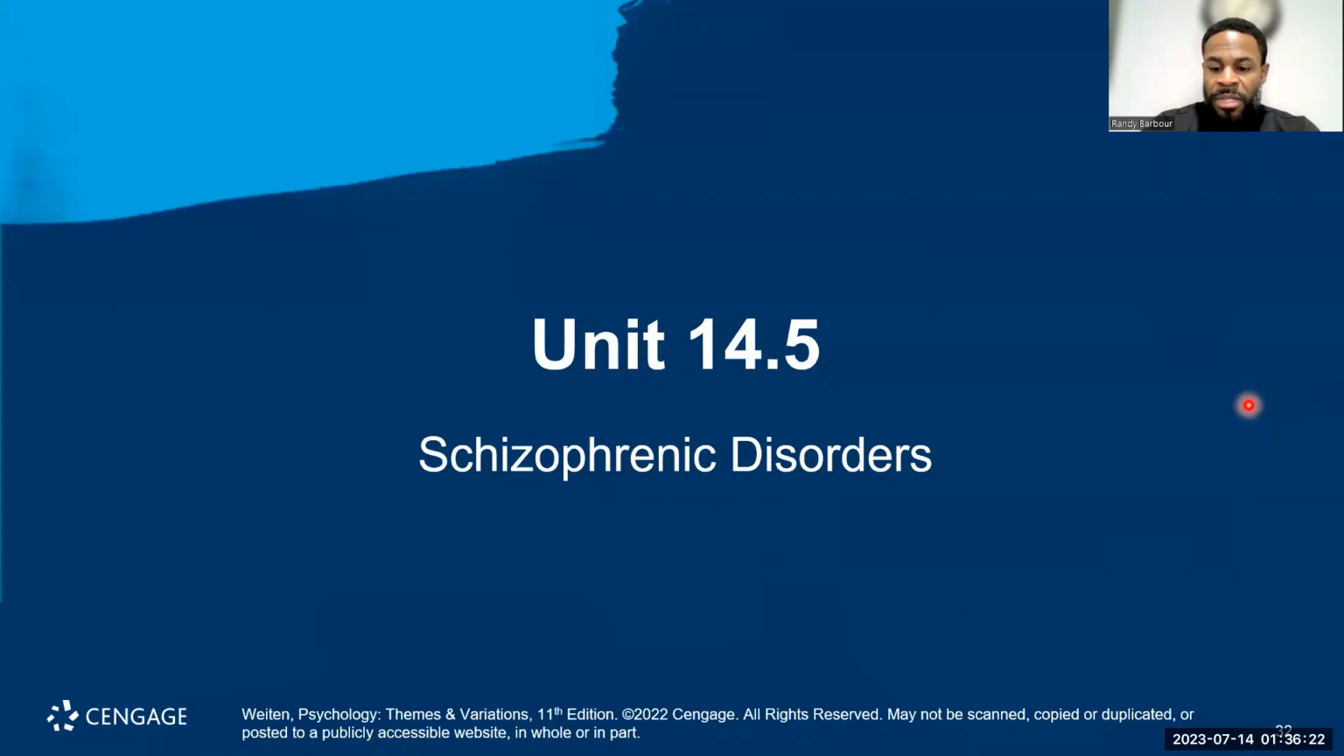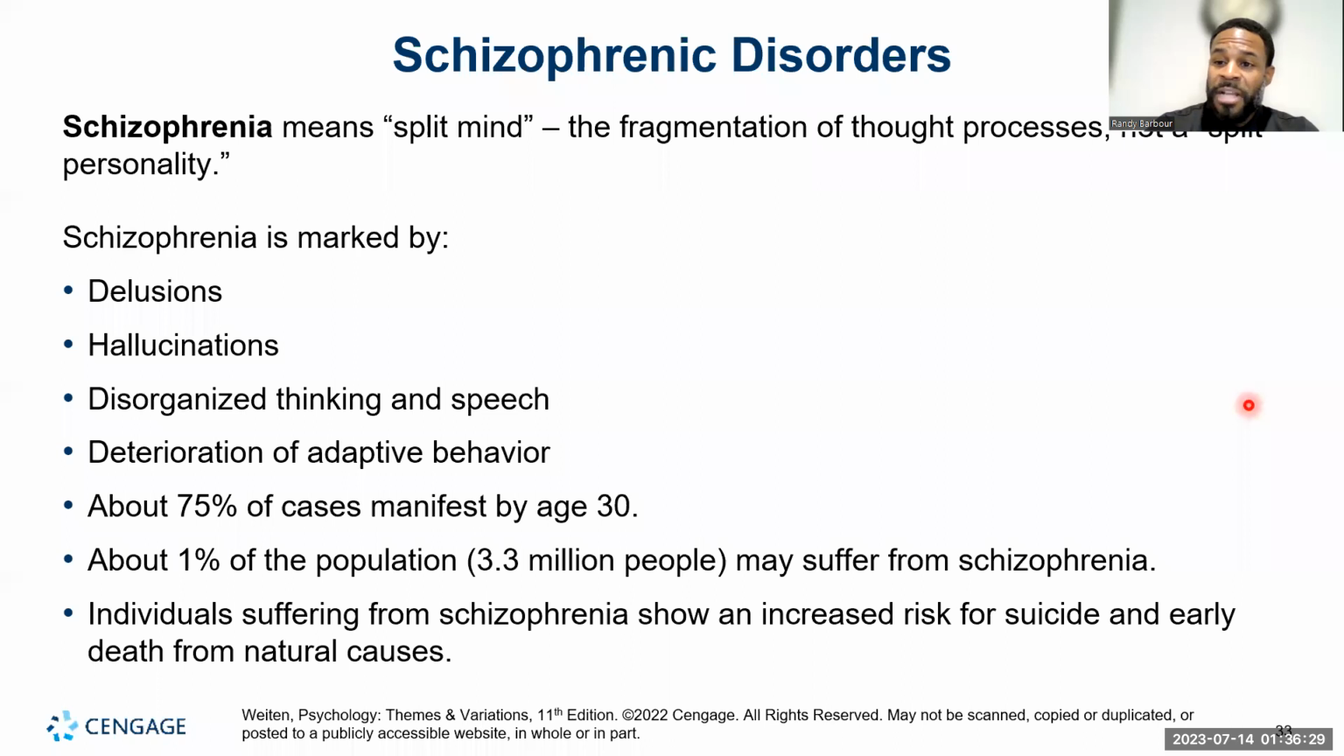Okay. Schizophrenic disorders, right? Schizophrenic, split mind disorders. This is one of the major ones that we see a lot of the times. You see individuals who have schizophrenia, and it really throws off their whole train of thought, right? And so usually, among those who are experiencing homelessness, you'll see many people, especially if they have a diagnosed mental illness, it's likely going to be schizophrenia, right?